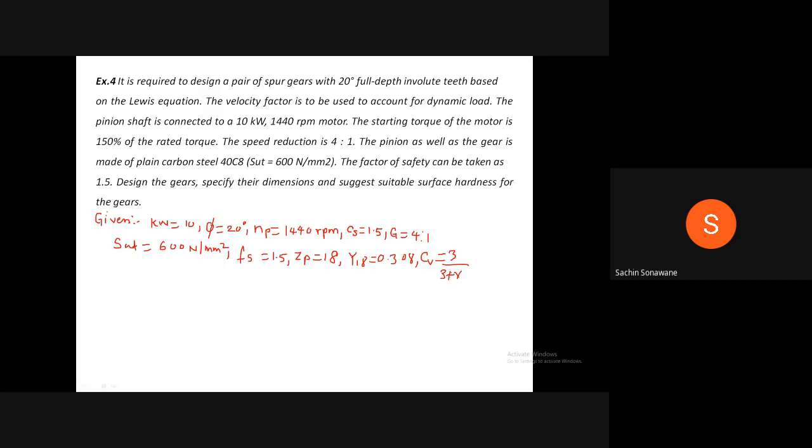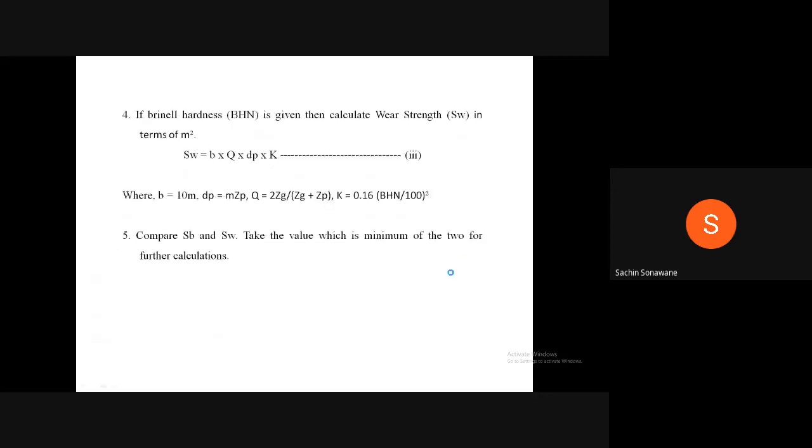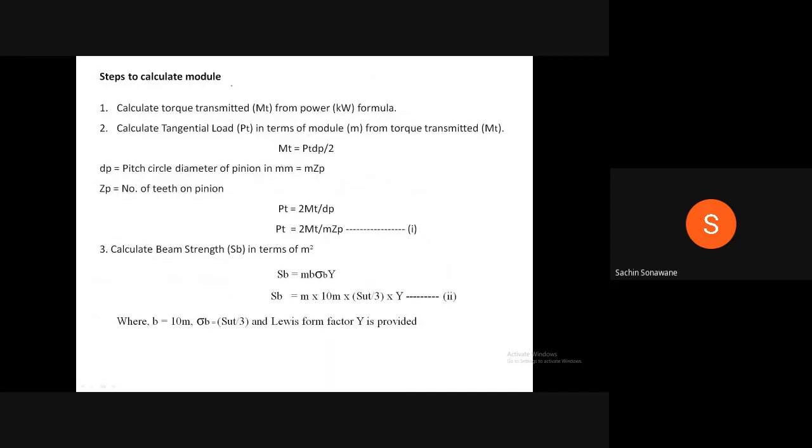Now, before solving this problem, again I will revise the steps. We have seen the steps to determine module. Therefore, steps to calculate module. From the given data, calculate torque transmitted from power formula. Second step is calculate tangential load in terms of module m from torque transmitted. MT is equal to PT into dP divided by 2, where dP is equal to m into ZP. Therefore, PT is equal to 2 MT divided by dP. Therefore, PT we will get in terms of module, equation 1.